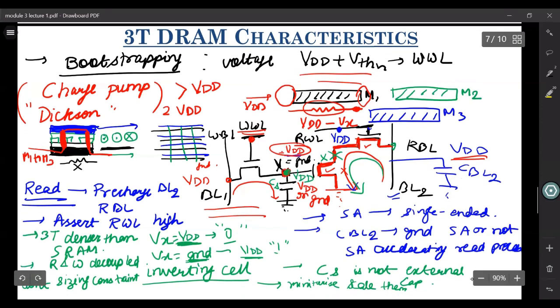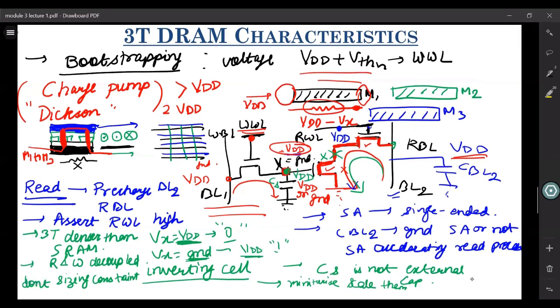Although this was a very primitive kind of 3T DRAM, this structure was very primitive. It was only used in the 1970s and so on. After this, Dennard scaling law, if you remember from your device course. Robert Dennard, who proposed the scaling law, also proposed the first 1 transistor, 1 capacitor DRAM. And once he proposed it, the DRAM industry was revolutionized. And after that, people stopped using this 3T DRAM.